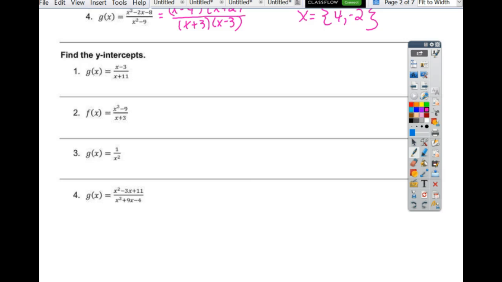So on number 1, there's no reducing to do. And I find this by substituting a 0 in for x. So I get 0 minus 3 over 0 plus 11. It has to be written as an ordered pair because we're looking for the y-intercept.